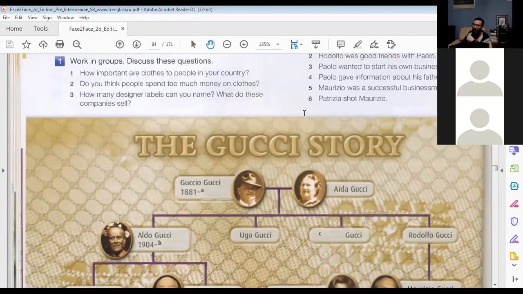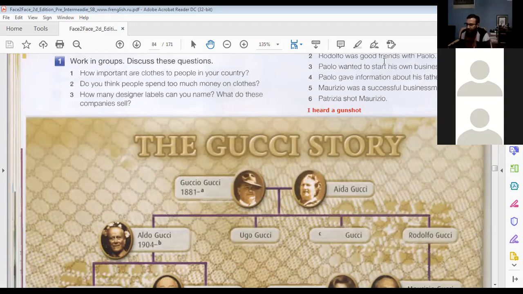Shoot, shot. Sometimes shot comes to us as a noun. If you say a gunshot, you can say I heard a gunshot. A shot. So here we're using shot like a noun. But if you use it like in the sentence here, Patrizia shot Maurizio, here we're using it like past simple, because shoot is irregular. Shoot, shot, shot. So it's an irregular verb. Shoot, shot, shot.